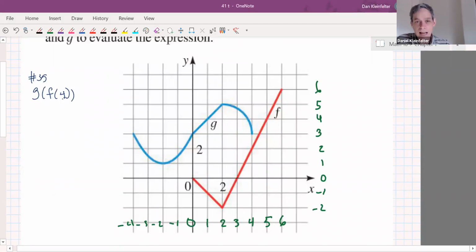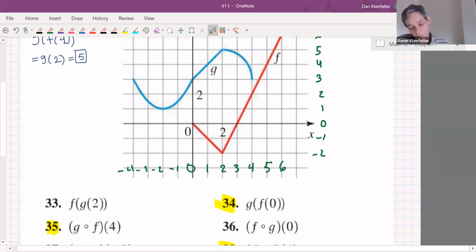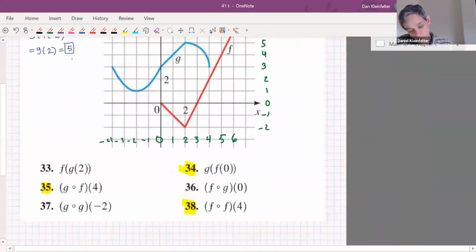So we need to take an x value of 4 and put that into f. Here, x value of 4, if we put that into f, the y value is 2. That means that we're finding g of 2. So now we have an input of 2 that we're going to substitute into g. An input of 2 substituted into g will give us 5 for an output. So g of f of 4 is going to be 5. Let's try 2 more.